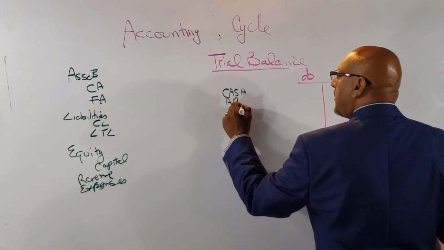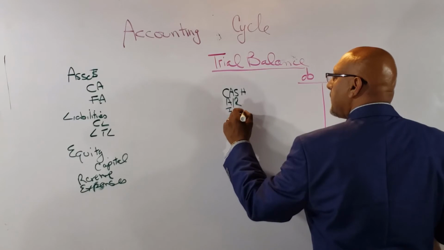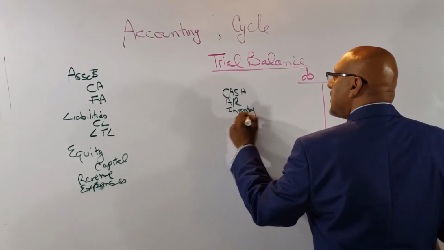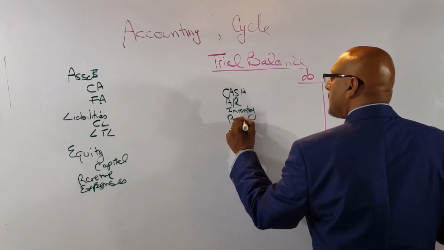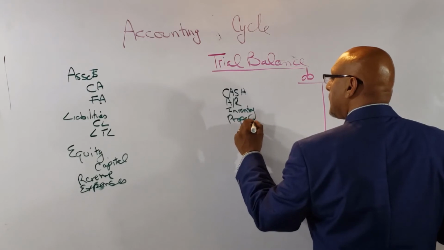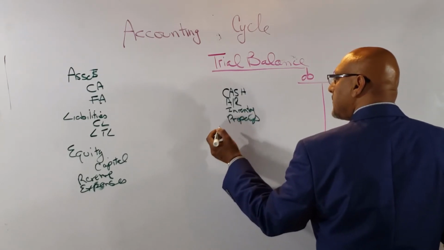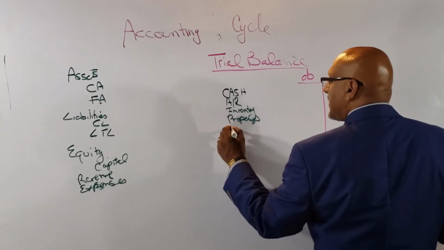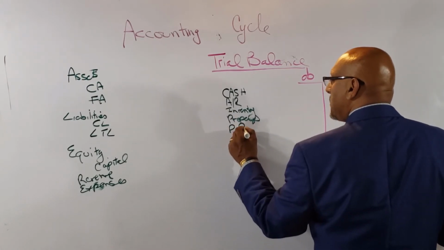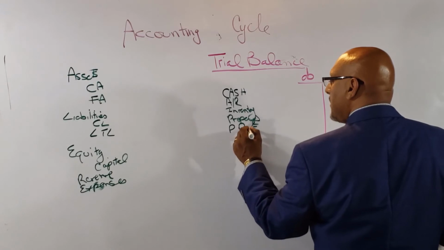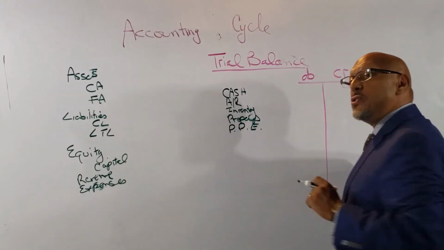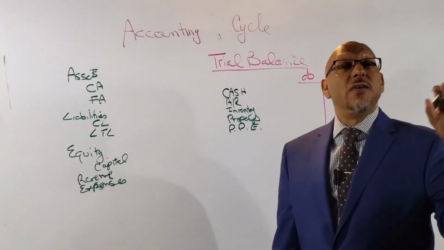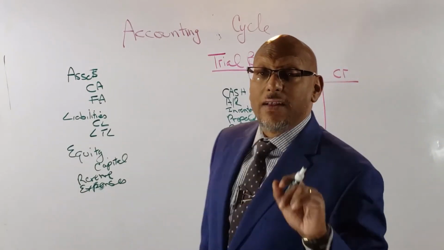accounts receivable, inventory, prepays, which would be your current assets, your fixed assets, your property, plant, and equipment, which I will put as PPE, not personal protection equipment. That's a different PPE.